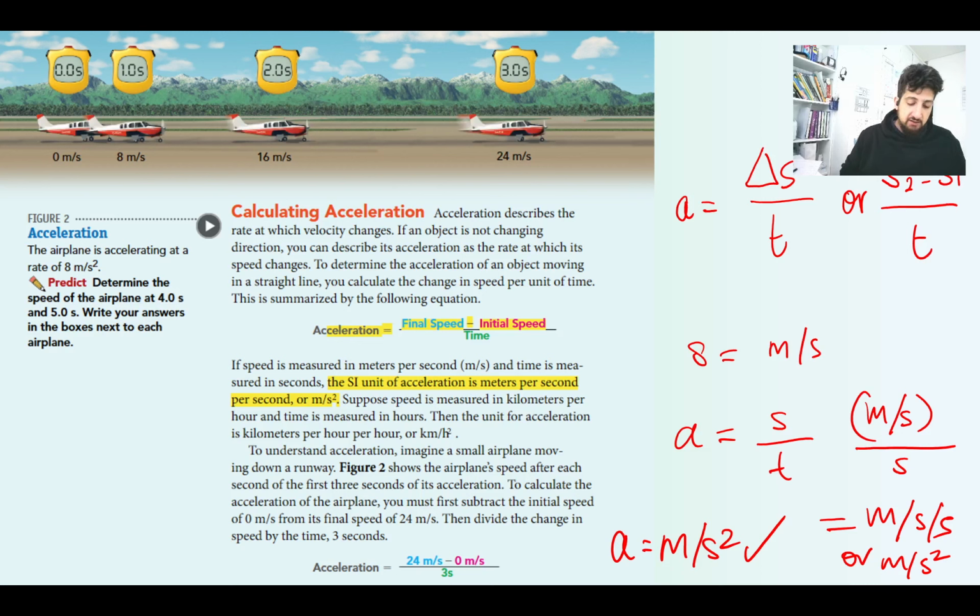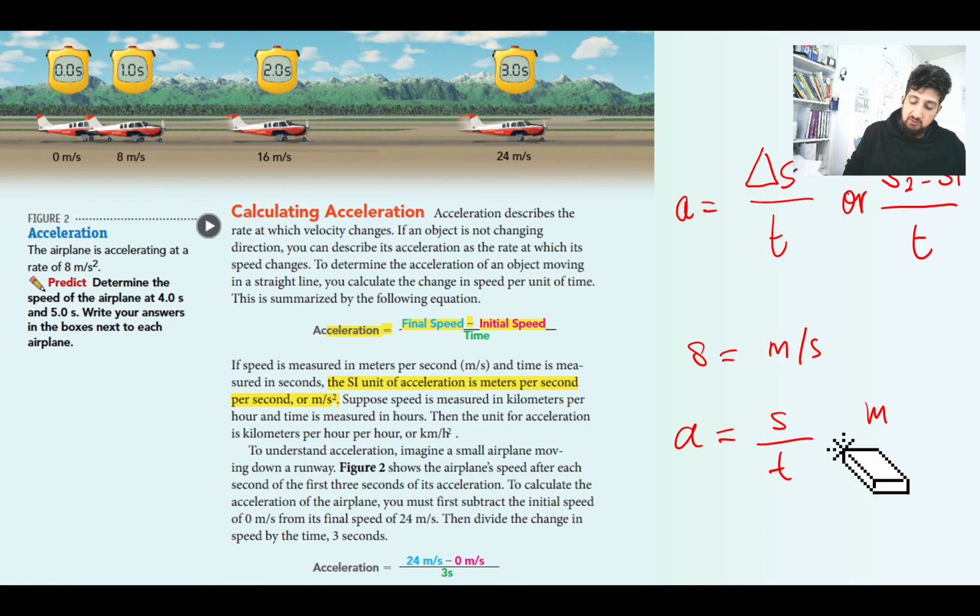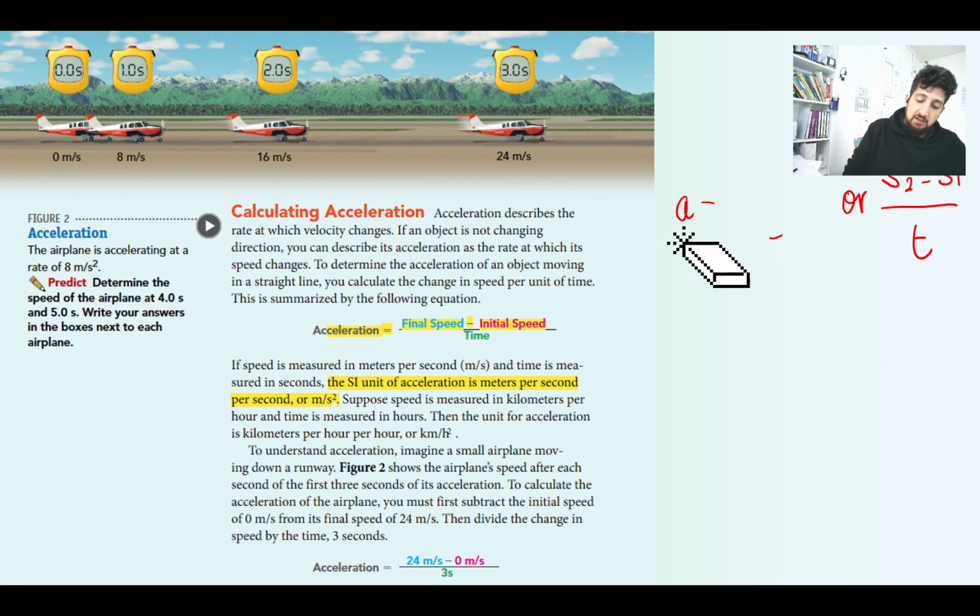And how do we calculate acceleration? We already determined that. So here we have an example. To calculate the acceleration of an airplane, you must first subtract the initial speed of 0 from its final speed of 24 and calculate the acceleration using the time. So let's have a look at this example. I'm going to do this one, and inshallah, the next one you'll be able to do yourselves. Right, so here we go.